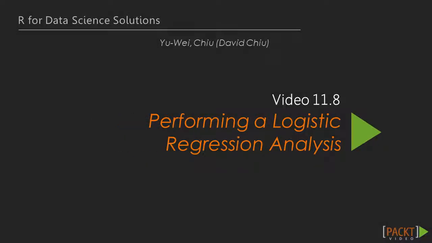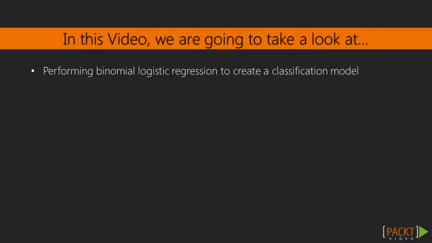This is the 8th video of the section, performing a logistic regression analysis. In the previous video, we learned how to apply the Gaussian model for generalized linear regression. In this video, we'll demonstrate how to perform binomial logistic regression to create a classification model that can predict binary responses on a given set of predictors.